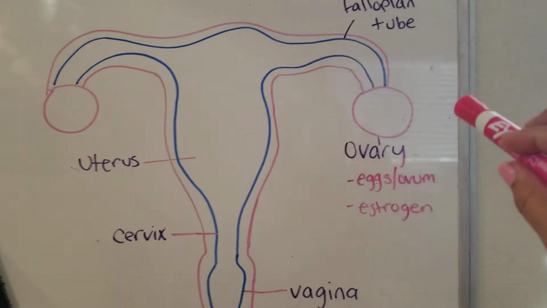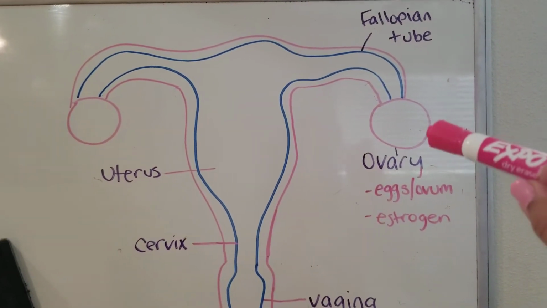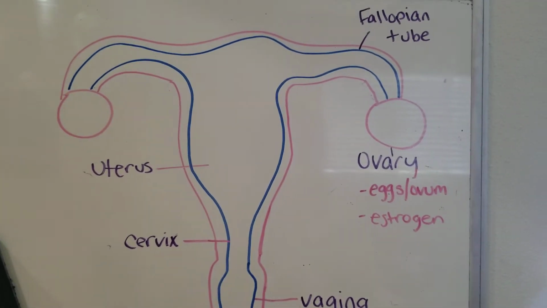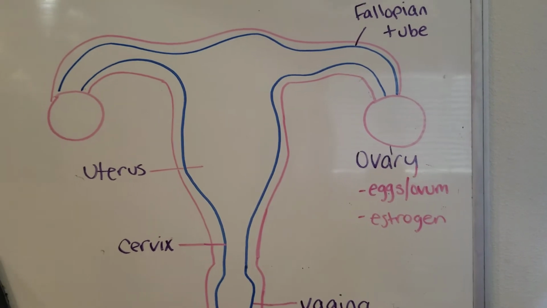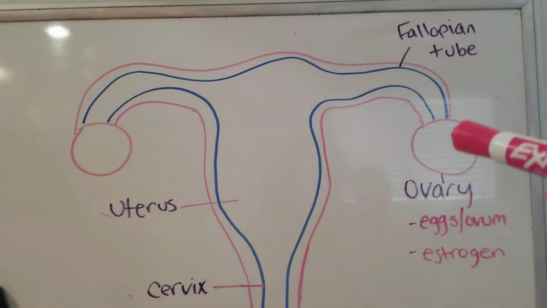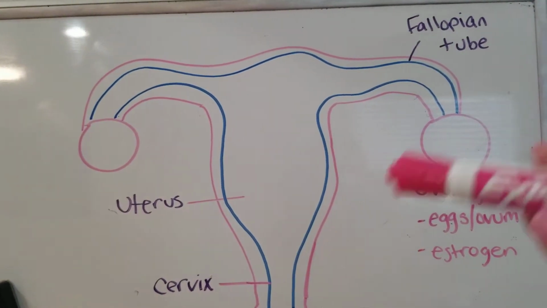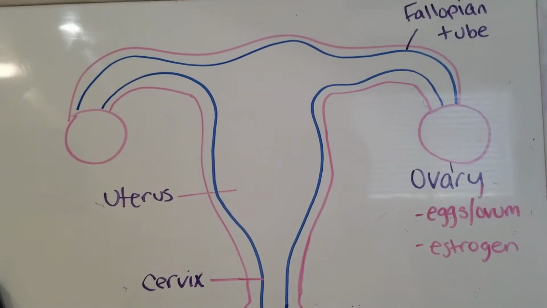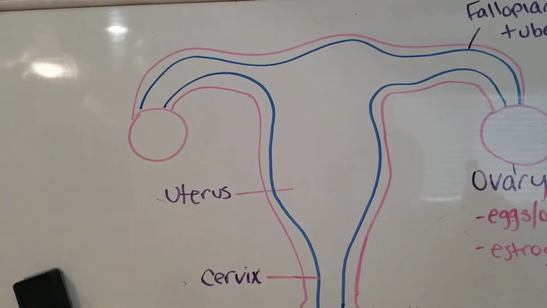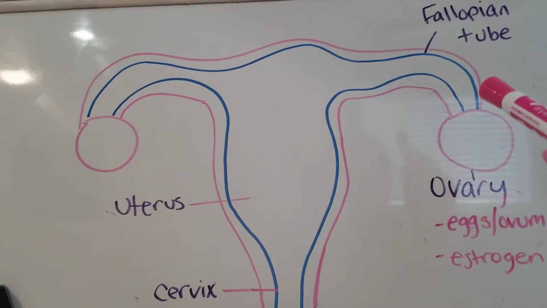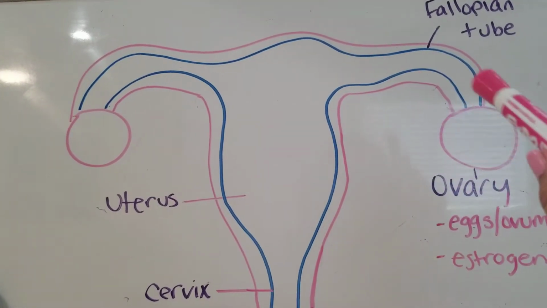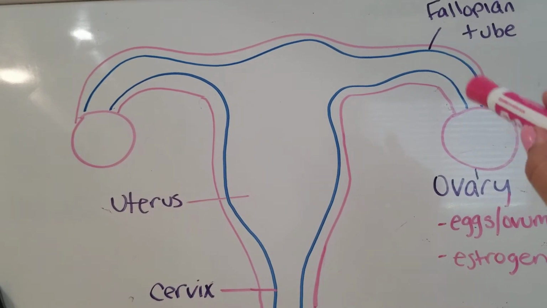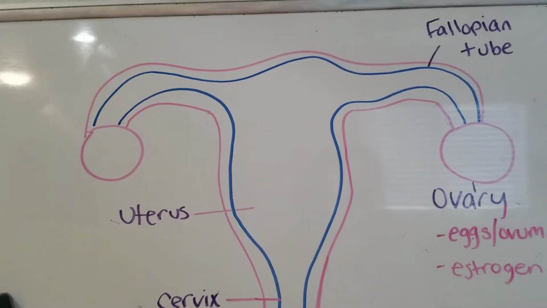So in the ovaries is where the eggs develop. All the eggs are undeveloped until the female hits puberty. Then the eggs develop, and one egg will develop every month. Once it's developed, it releases into the fallopian tube and travels toward the uterus. Once it releases into the fallopian tube, this process is called ovulation.